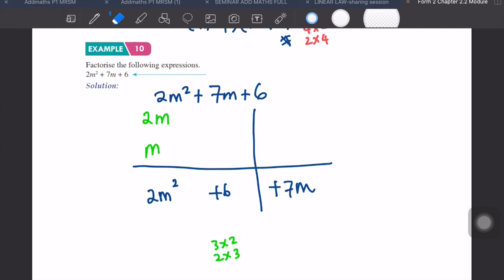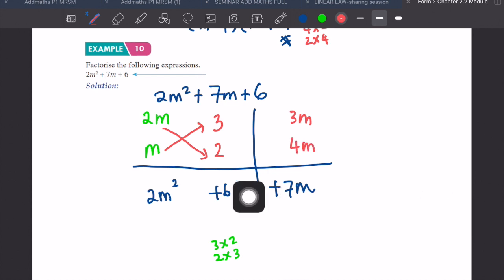Okay. So contoh saya buat 3, 2 pula. Okay. 3, 2. Sebagai contoh 3, 2. Okay. m darab 3, 3m. 2m darab 2, 4m.